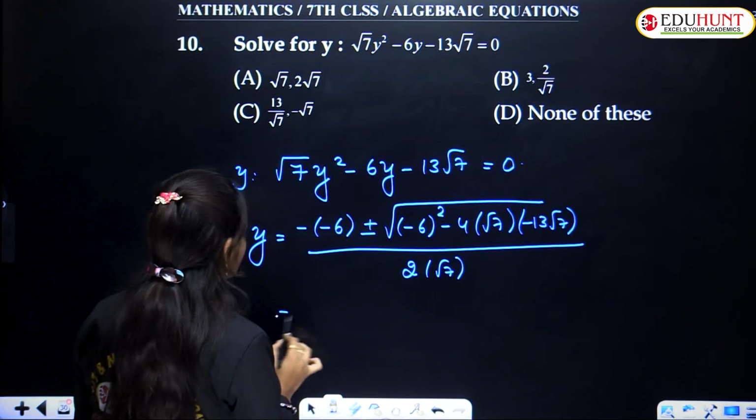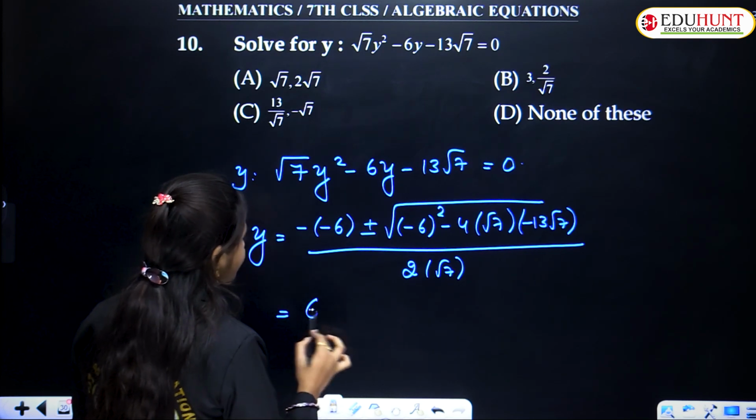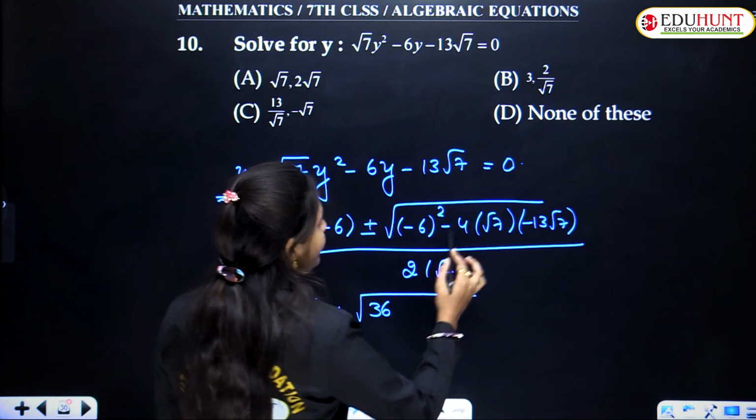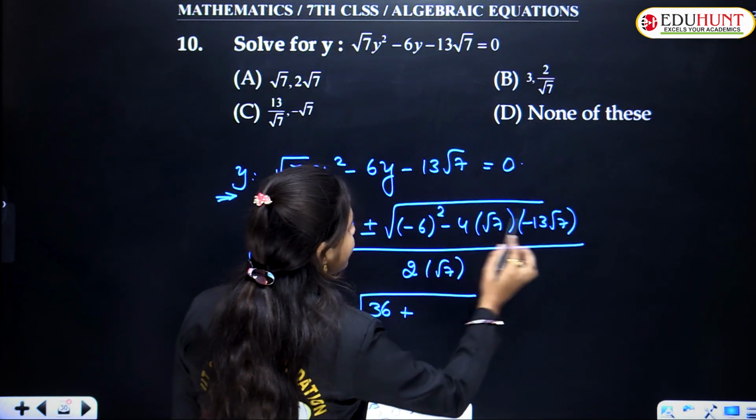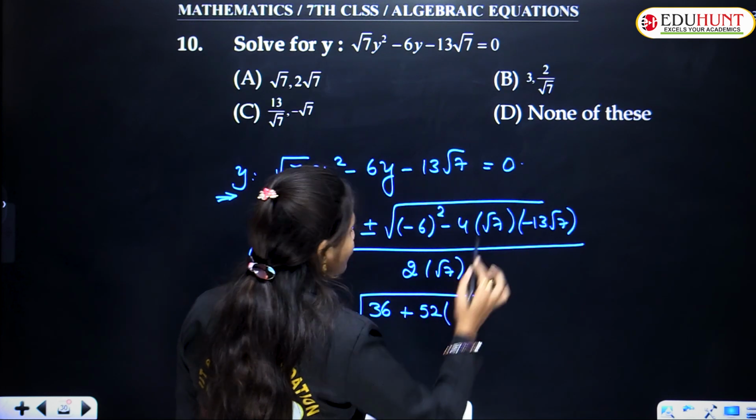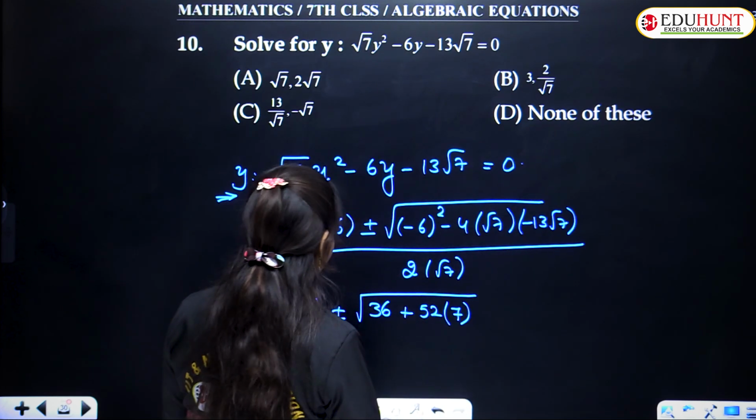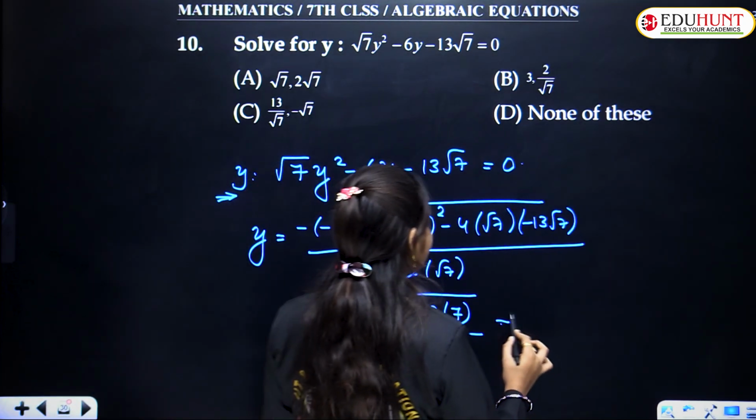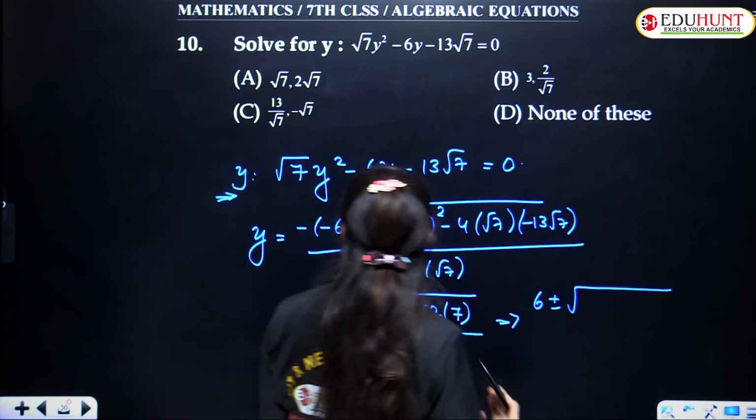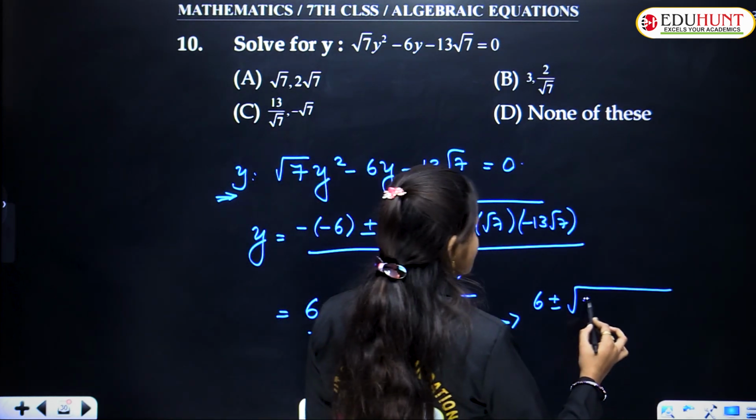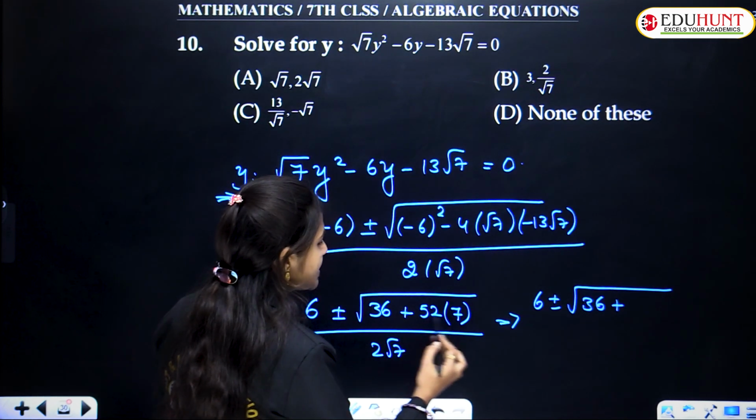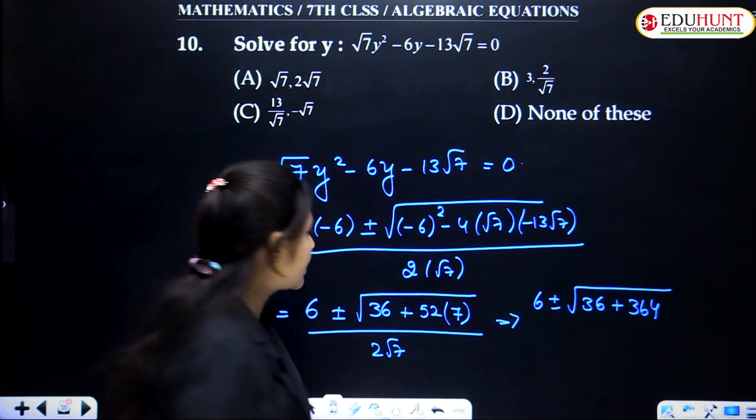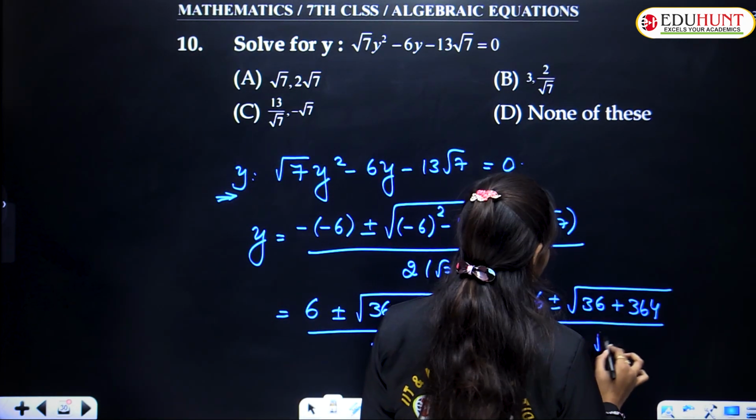Which is equal to minus into minus, plus 6, plus or minus square root of 6 square is 36, and here minus into minus is a plus, and 13 fours are 52 into root 7 is 7, whole by 2 root 7. Understand? So from this, 6 plus or minus square root of 36 plus 52 into 7, 7 twos are 14, 7 fives are 35 plus 1, 364, whole by 2 root 7.